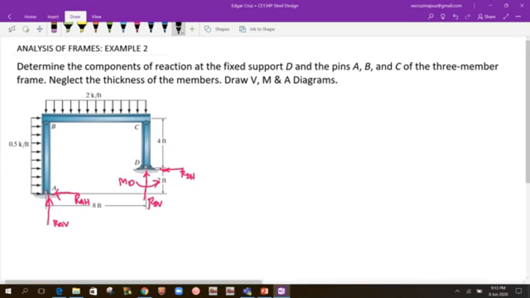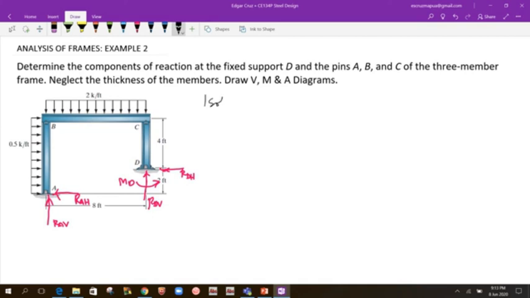Okay, so let us solve for the reactions. What equation of equilibrium can we have? If we take moments at A, we'll have three unknown reactions. If we take moment at D, we will also have three unknown reactions. So what we're going to do is isolate members. Since the joints B and C are also pinned, we could take advantage of that.